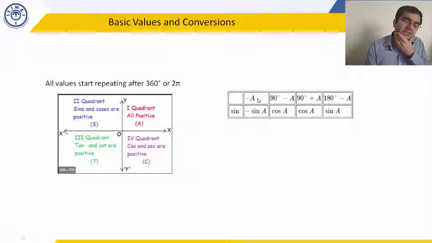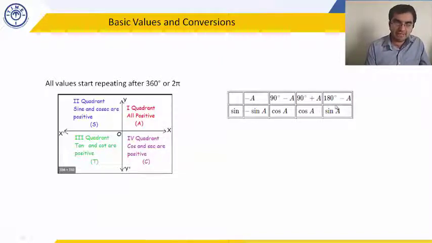Sine of minus a, what is minus a? Basically, if you have an acute angle A, then minus a takes us into which quadrant? Let's say you have 30 degrees. So A was 30 degrees, so minus 30 takes you into which quadrant? Over here. Minus 30 takes you into quadrant number 4. In quadrant 4, sine is negative. So sine of minus a becomes minus sine a.